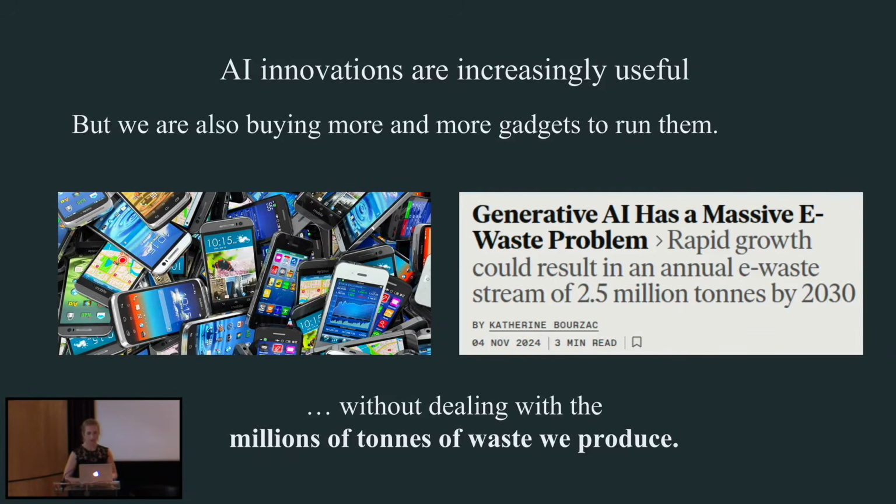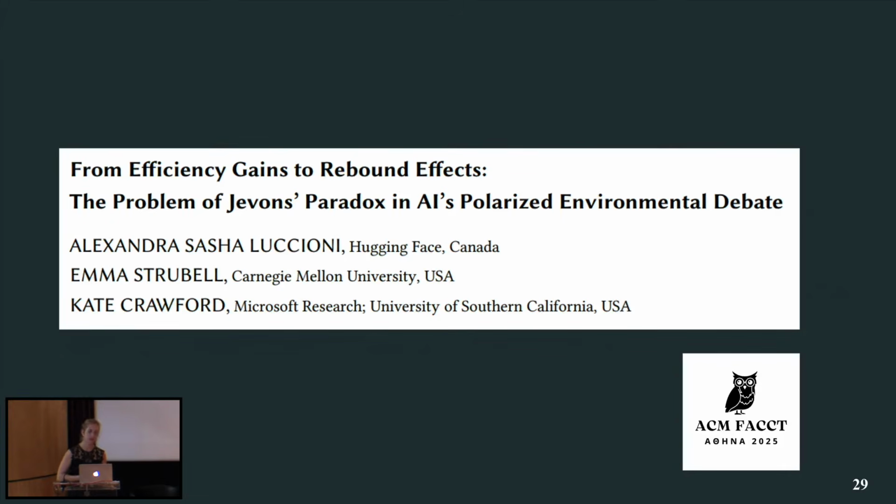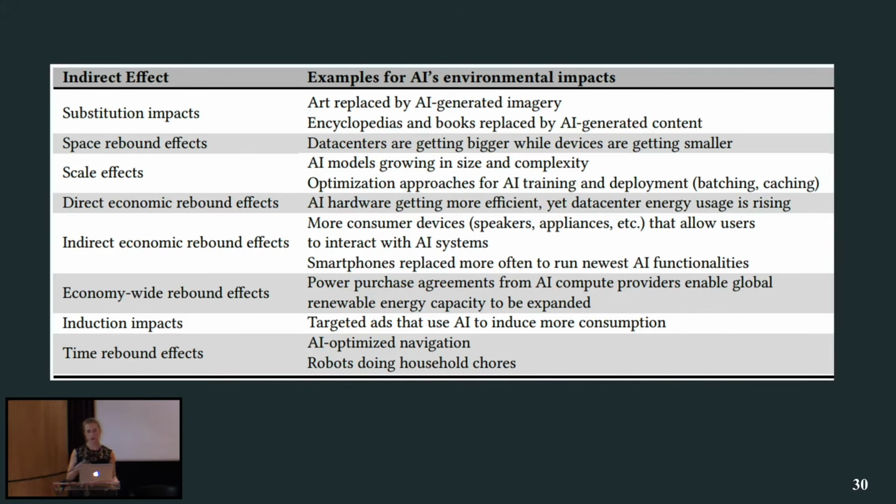And so with one of the previous chairholders, Kate Crawford, and Emma Strubell, we wrote this really interesting article that I'm going to go present at the Fairness and Ethics Conference in Greece in a couple of weeks, where we talked about this. We talked about the fact that there's all these rebound effects, all these unintended consequences to AI, and we tried to actually categorize them. So things like substitutions, things like space rebound and scale rebound.